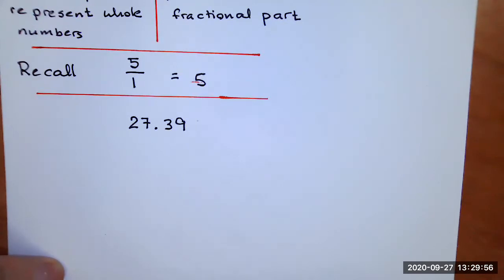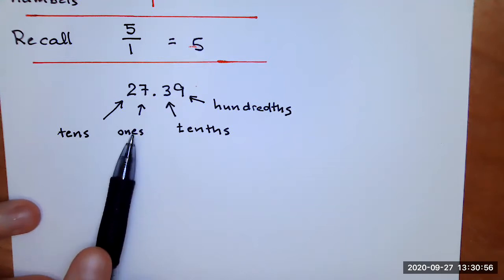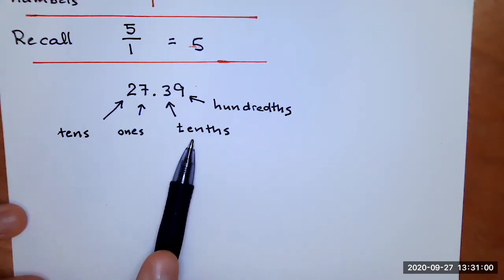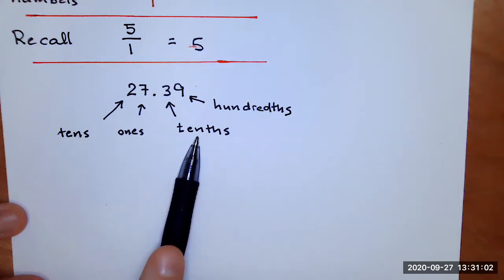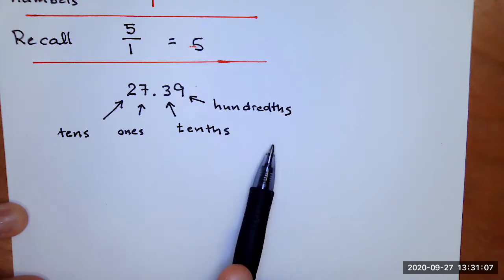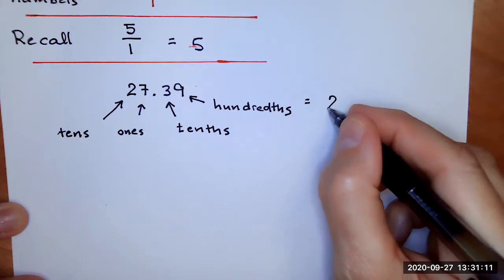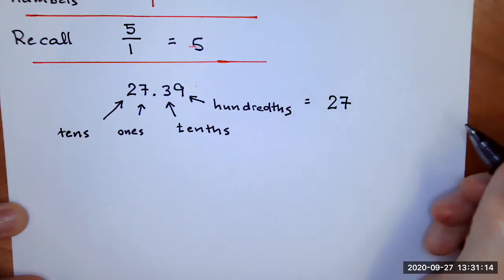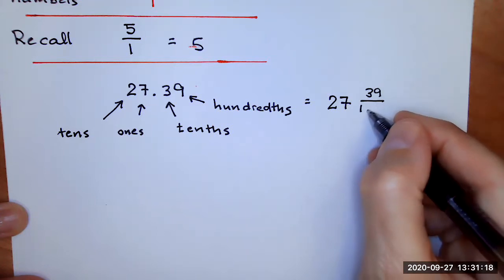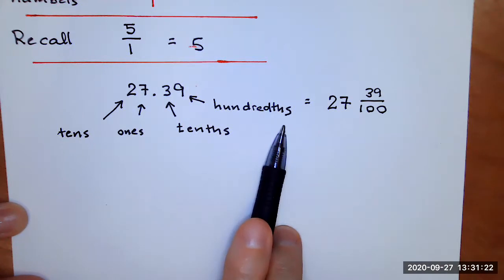Let me write down those place values. That's ones, tens, then after the decimal point, it's tenths and hundredths. So think of this as a mixed number where you have 27 whole dollars and 39 1/100ths, because that's the hundredths place.